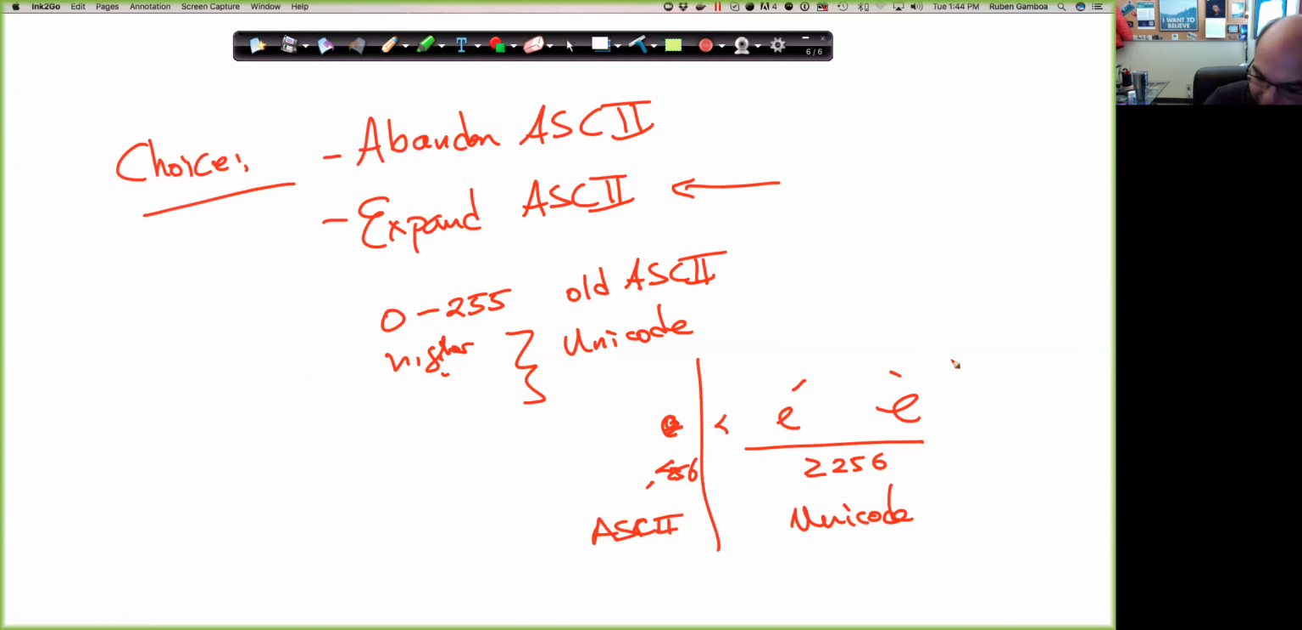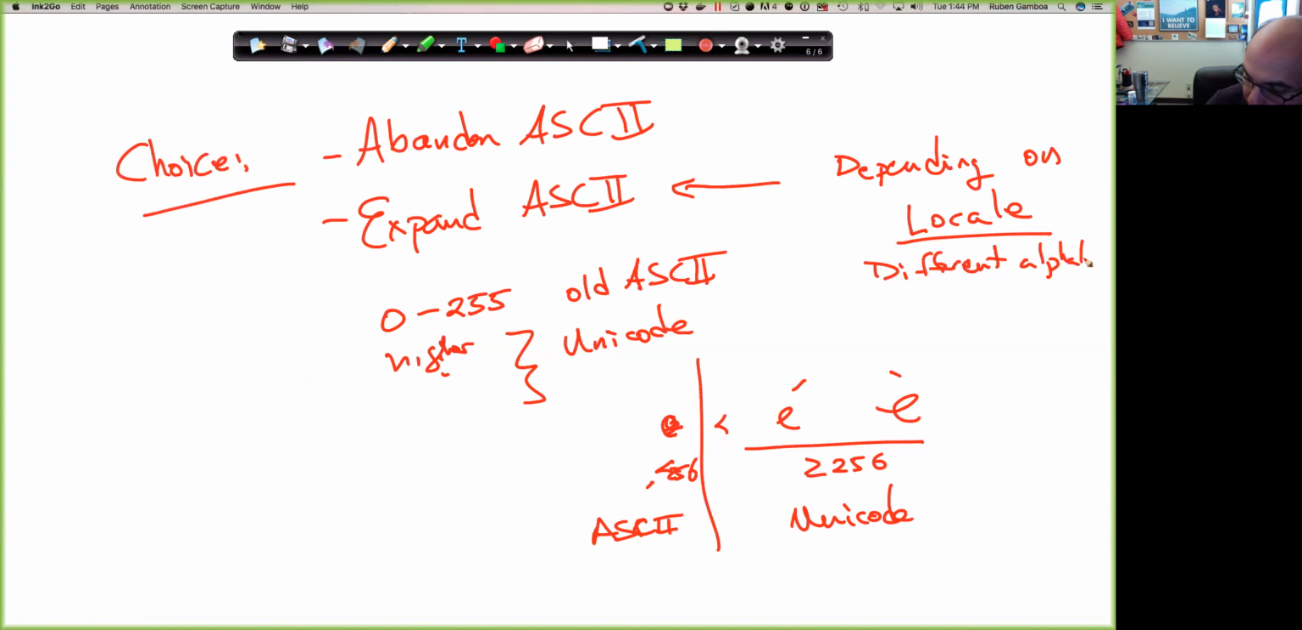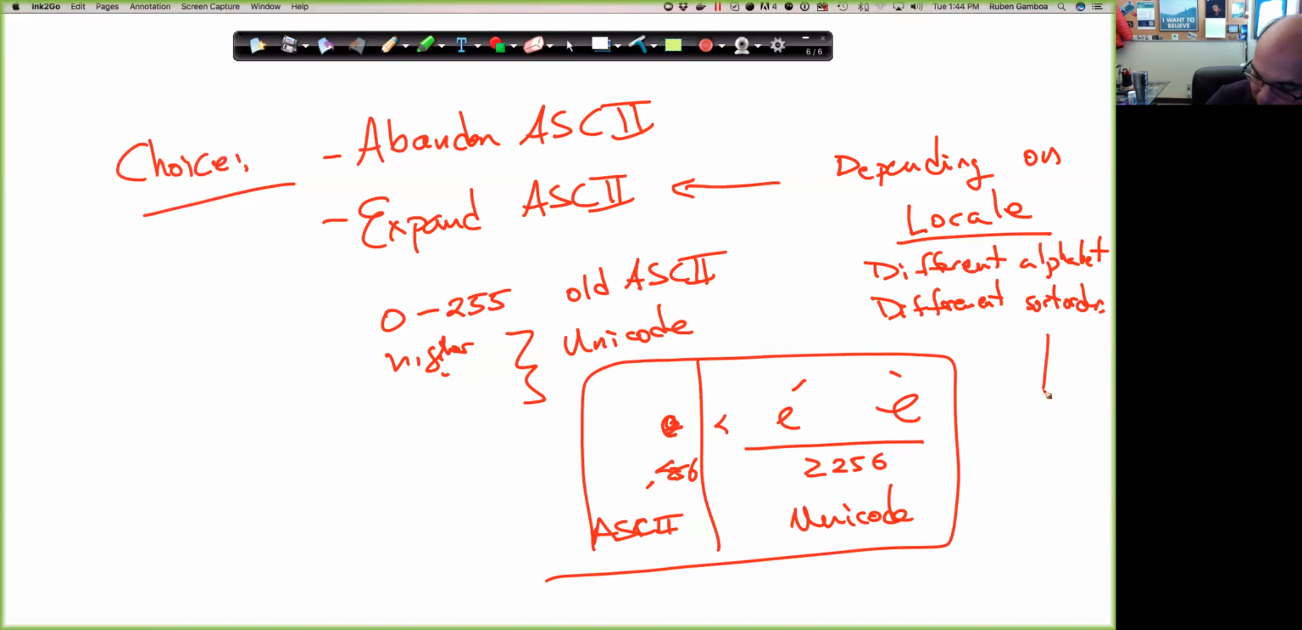Okay, and depending on where you are, and this is a technical term, your locale, then you end up with a different alphabet, and very important, a different sort order. Okay, that's what I'm trying to get at here, this sort order. Because we have to agree on the way to alphabetize names, for example, right?